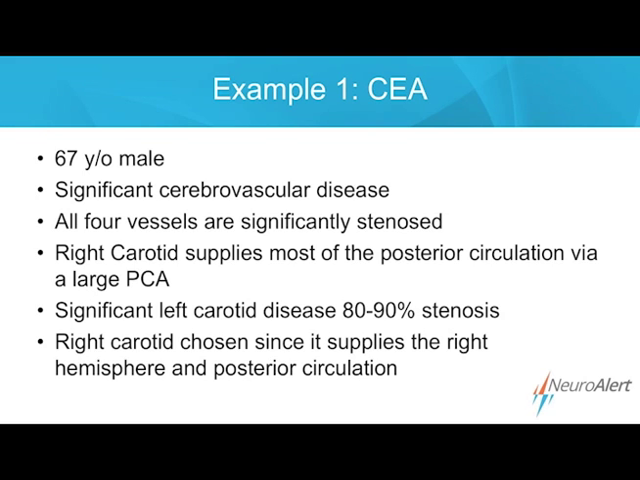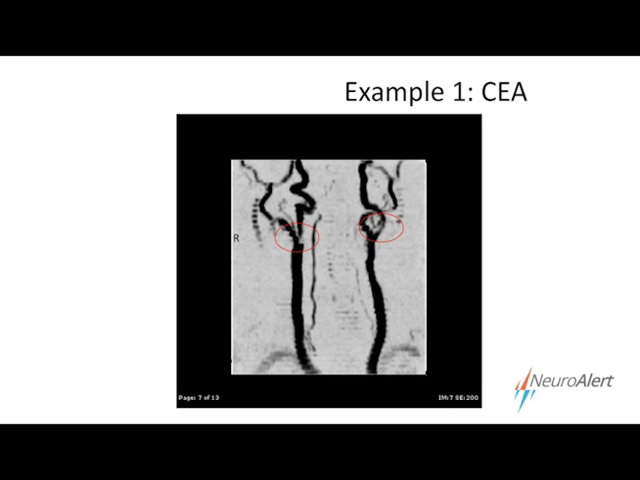So for the first one, it's a carotid endarterectomy, sort of a standard history of this patient here. The notable thing in this case was that the right carotid was giving a lot of posterior circulation supply because the two verts were also stenosed. The left side was 80 to 90% stenosed as well, but they decided to use the right carotid since it was also contributing to this posterior circulation via a large posterior cerebral artery.